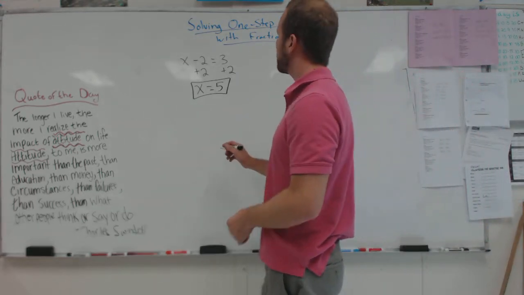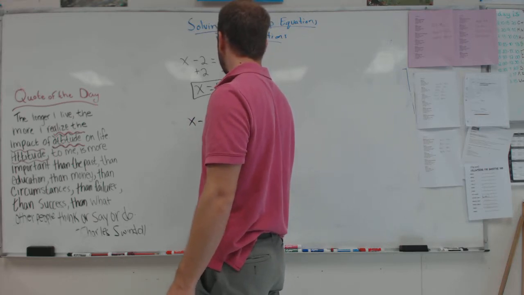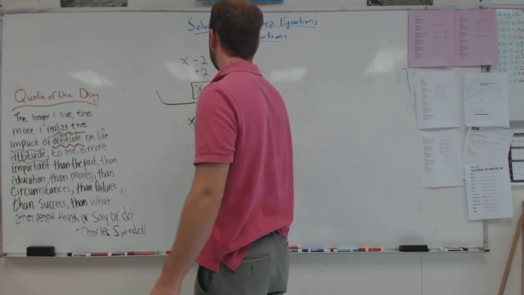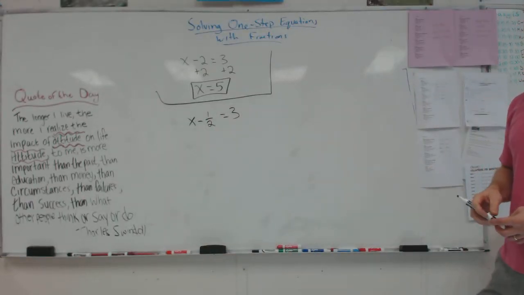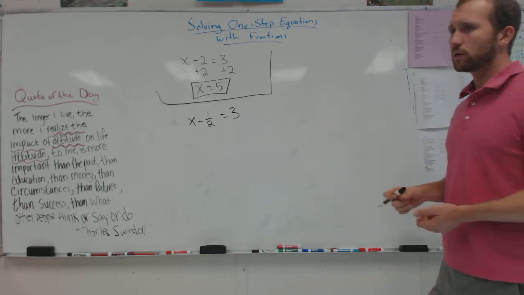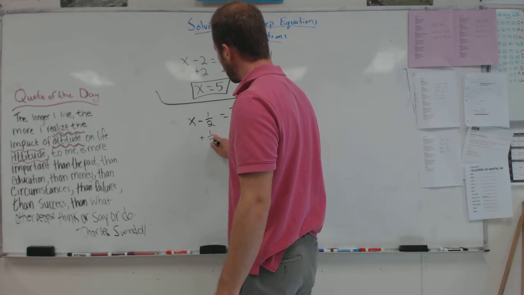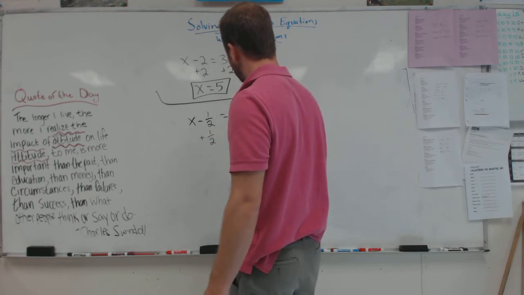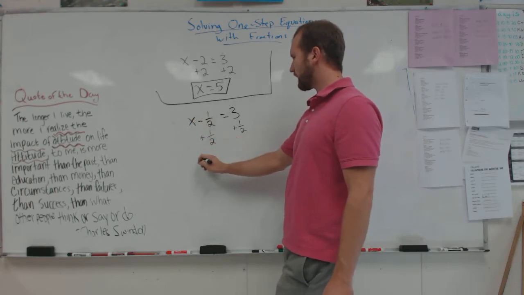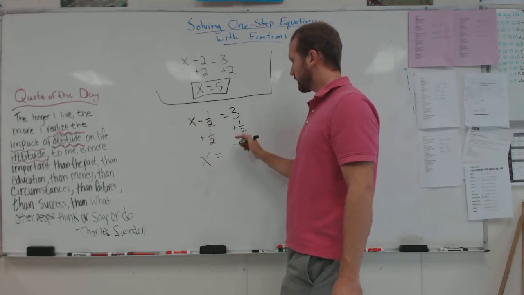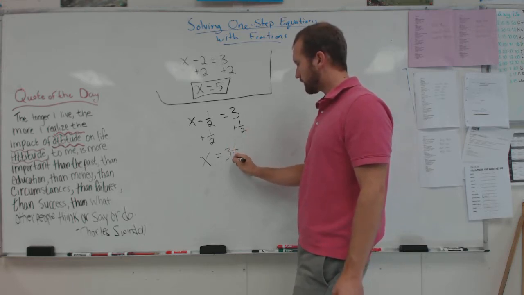Now, what if we had a problem like this? X minus 1/2 equals 3. X minus 1/2. Yeah, we just have to add 1/2 to both sides of our equation. X minus 1/2 plus 1/2 is still just x. And 3 plus 1/2 is 3.5.